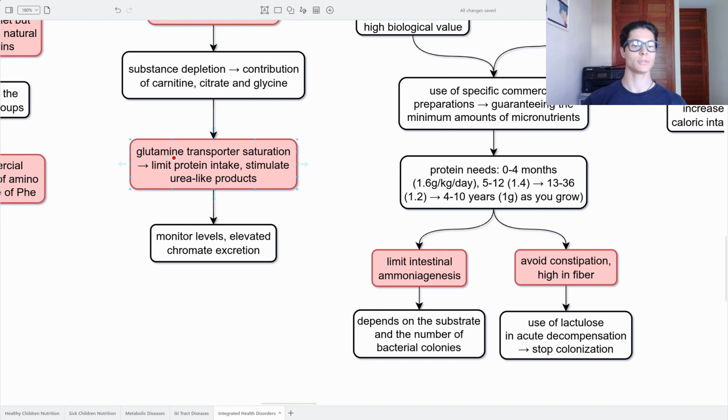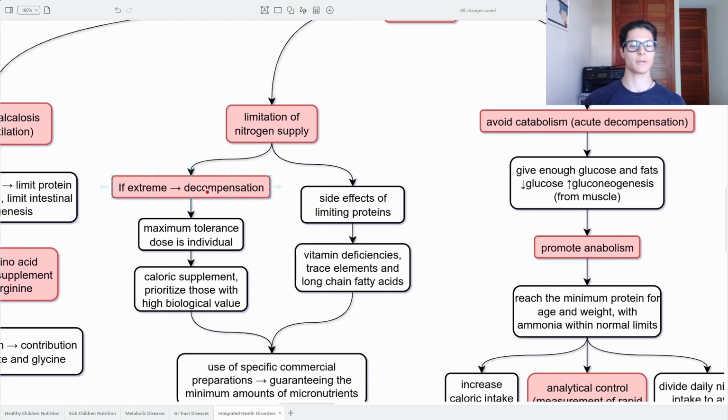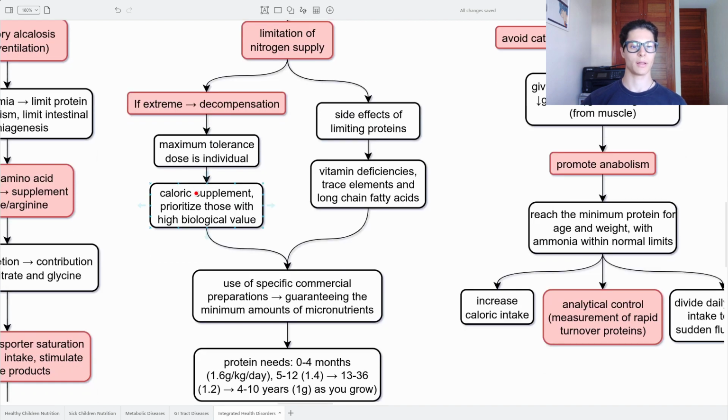And when there is a glutamine transporter saturation, we have to limit the protein intake and stimulate the urea-like products. We have to monitor the levels, and there is an elevated chromate excretion. The limitation of nitrogen supply. So if extreme, there is a decompensation, and we do not want that. So we have to reach a maximum tolerance dose, which is individual to every child. We must give a caloric supplement and prioritize the proteins with a high biological value.